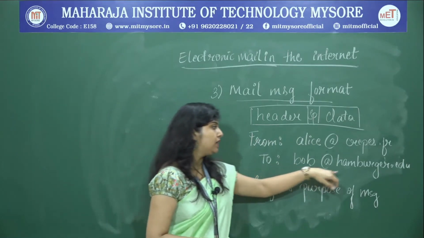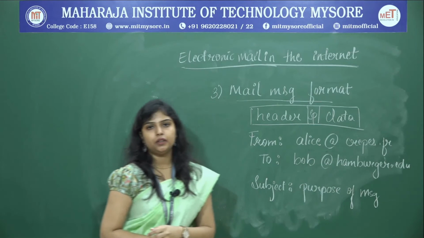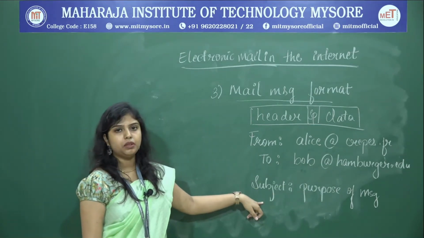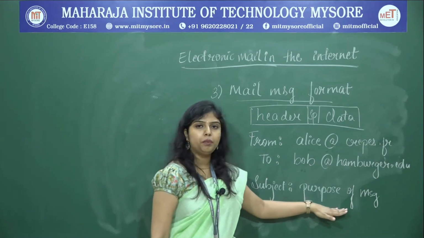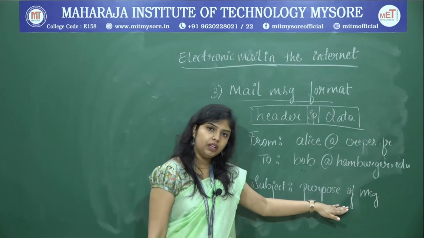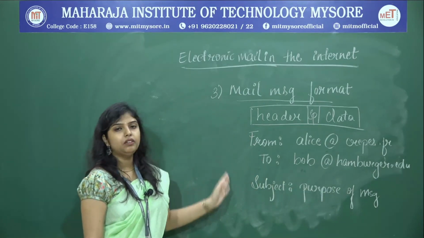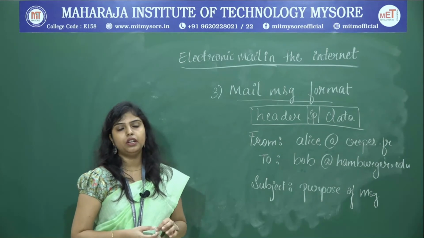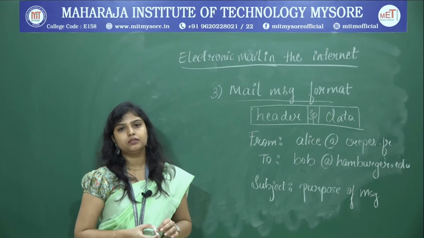Bob@hamburger.edu. So, this is the email ID of the receiver, and we need a subject to know the purpose or meaning of the message included in the email. So, for this we should have 3 basic header lines in the message format of an SMTP email.